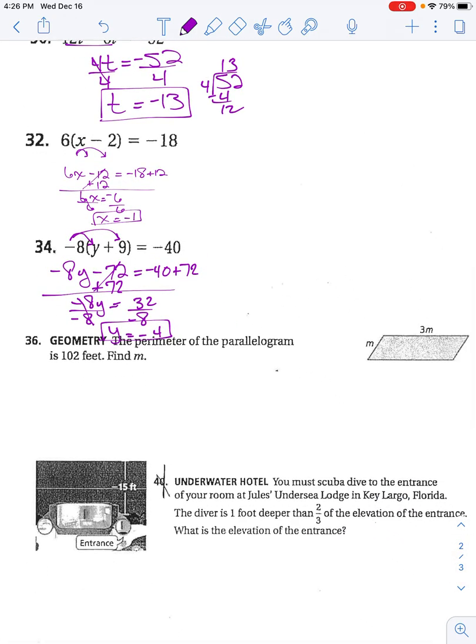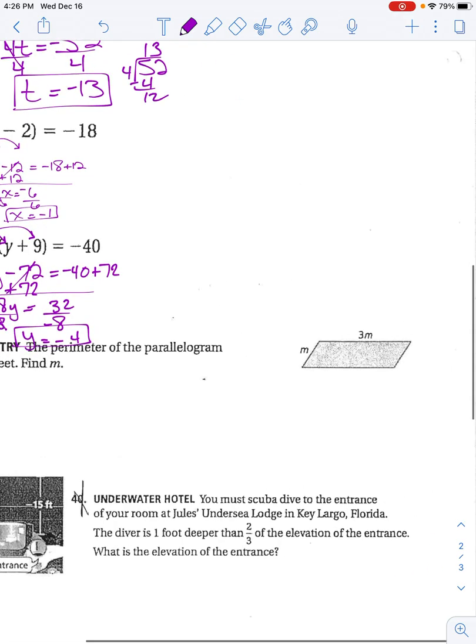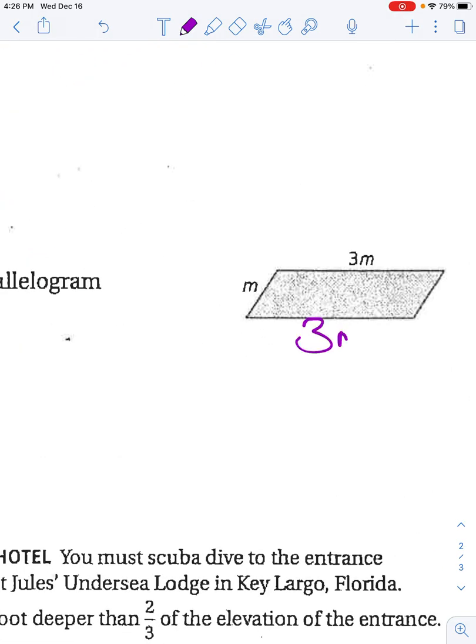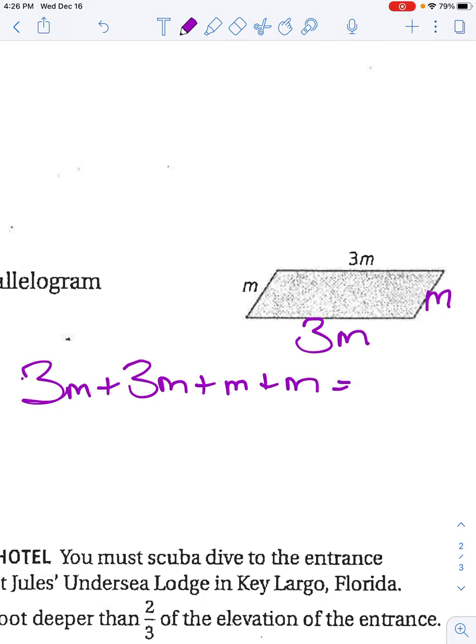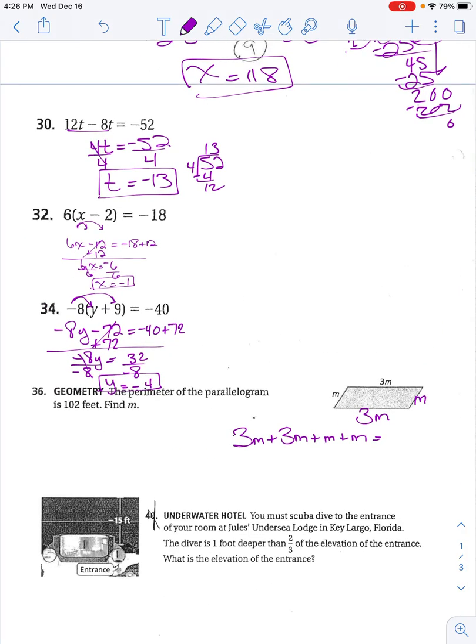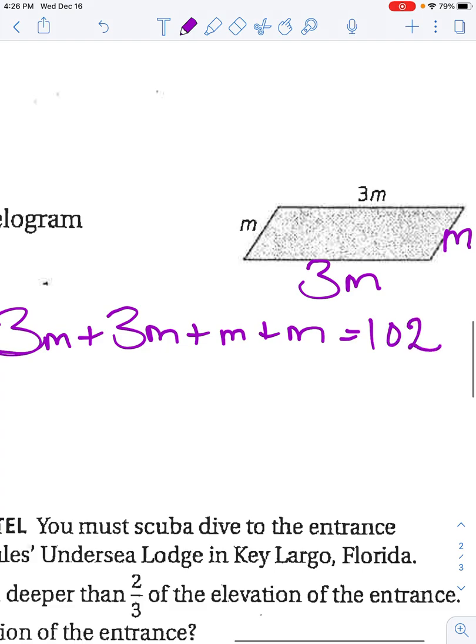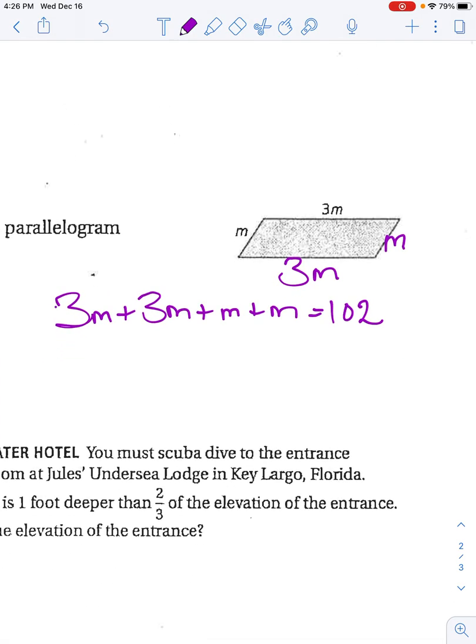Okay. Last one, because we're not doing 40. The perimeter of the parallelogram is 102 feet. Remember, perimeter is the distance around that four-sided figure. And we need to find m. Opposite sides are congruent. So 3m plus 3m plus m plus m equals, it said the perimeter is 102 feet. And it wants us to find what m equals.